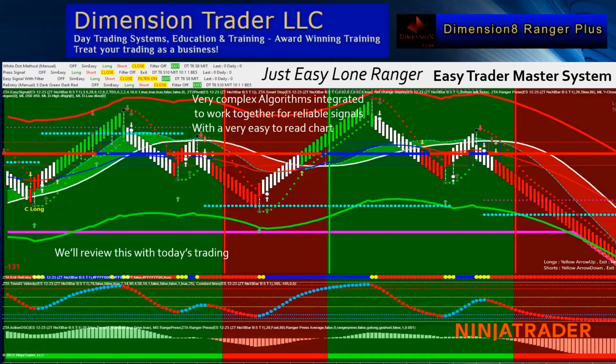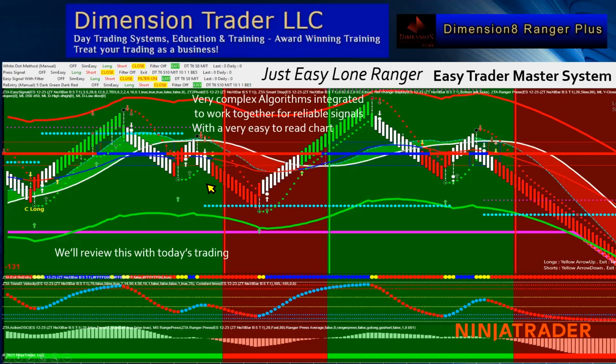get into the live charts, is what I call the Just Easy Lone Ranger. And it's got the Easy Trader signal on it, which is the bars here, okay, as you can see them. But it also has the Lone Ranger stuff down here. And what the Lone Ranger signal does is that when you can see the Lone Ranger crosses over, like see how this goes down here? Okay, this will give a signal for the Lone Ranger for short.